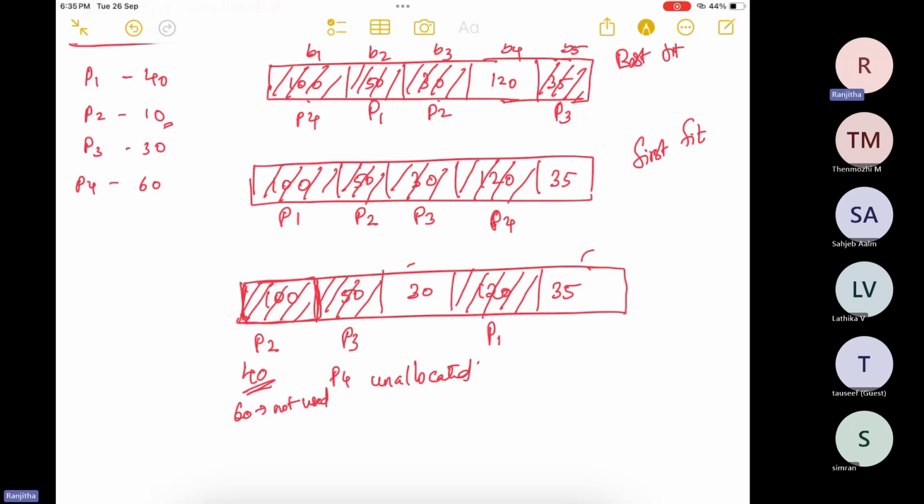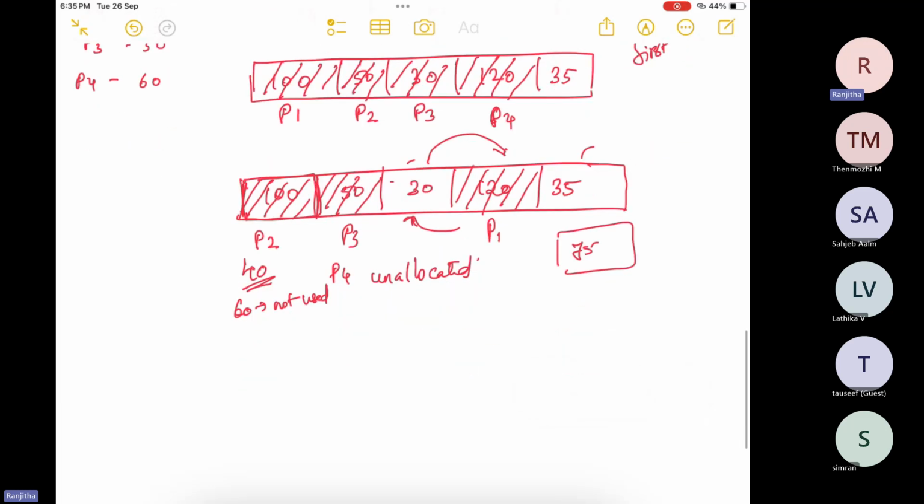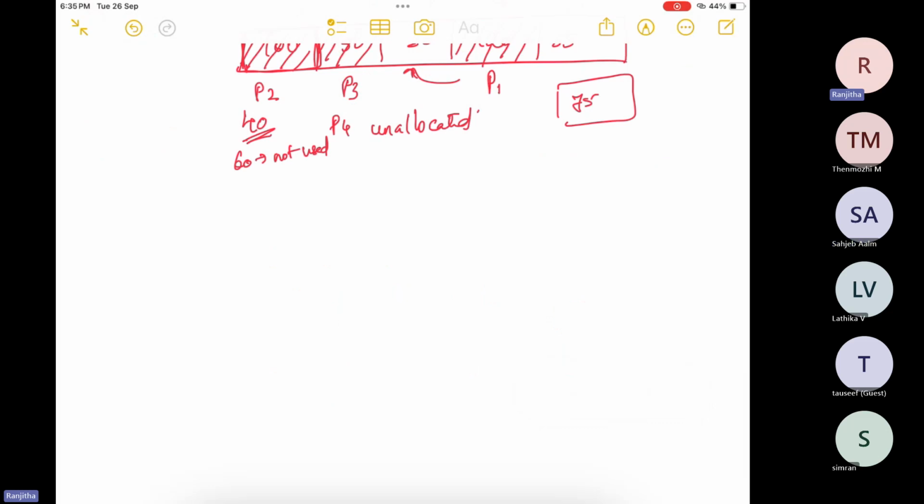So to fix external fragmentation, we use what is called compaction. So we'll move this P1 to here and 330 to here, so that a bigger chunk of 75 comes towards the end of the whole memory, and then this 75 can be allocated to any process. Okay, so that is with respect to contiguous allocation.